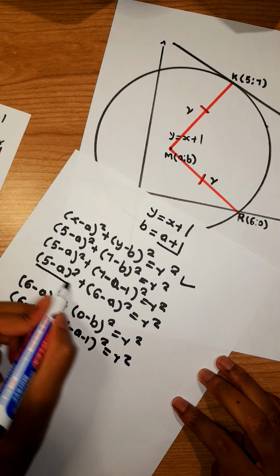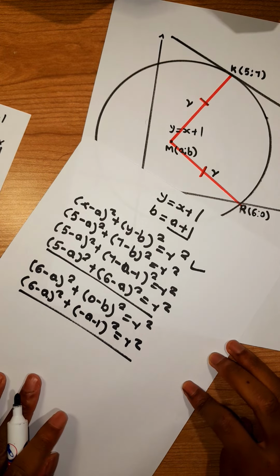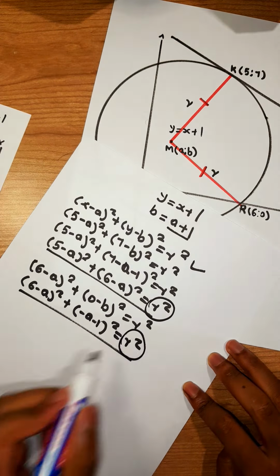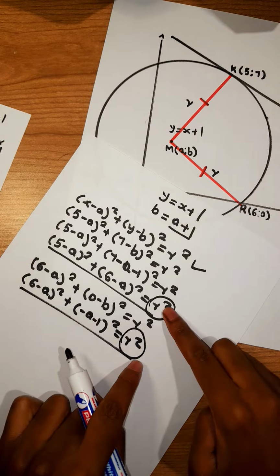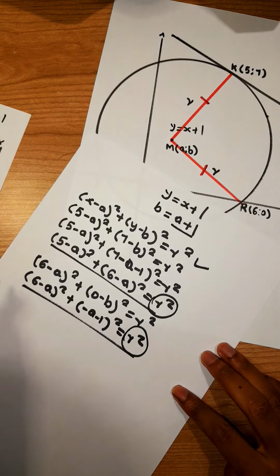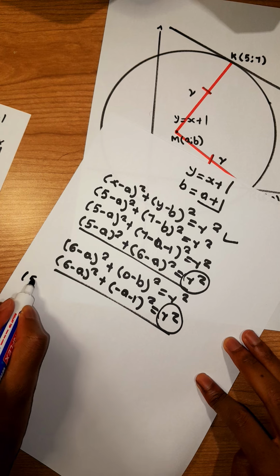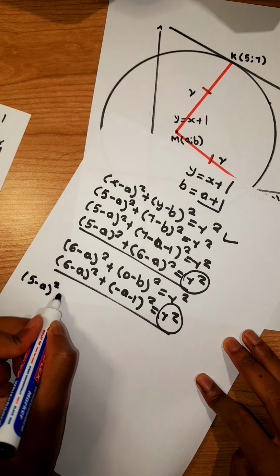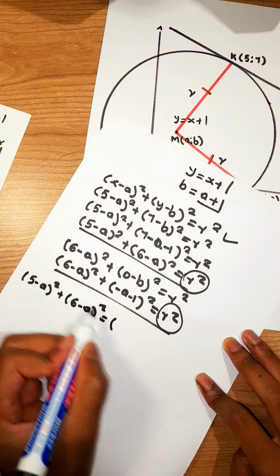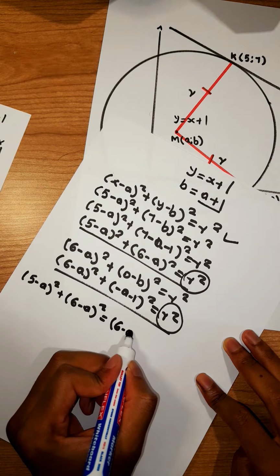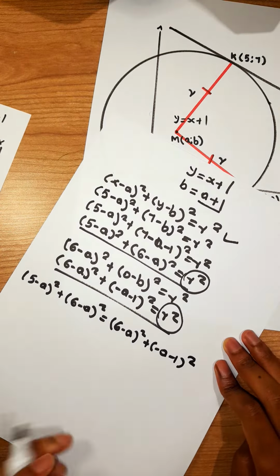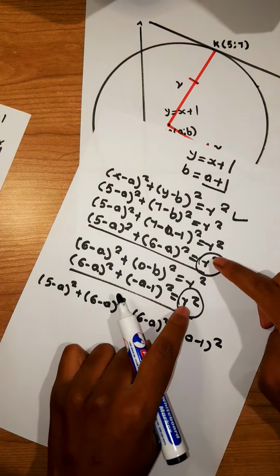If you look at this equation as well as this equation, there's something that they have in common: they both equal r squared. Since both of them equal r squared, I can equate them. Let me start with this one. I have 5 minus a squared plus 6 minus a squared equals, what about this one? 6 minus a squared plus minus a minus 1 squared. I can just equate them because they both equal r squared.